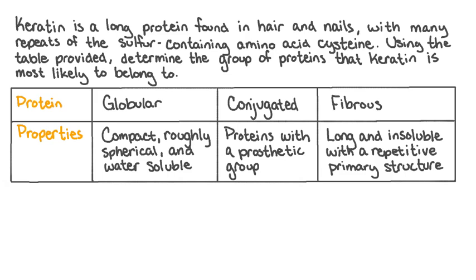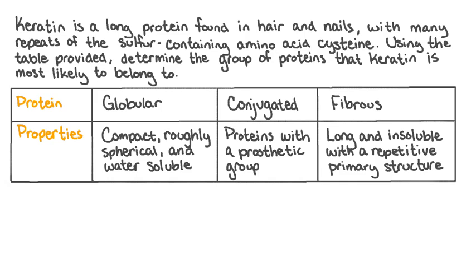Our table lists 3 different groups of proteins and some of their properties. Globular proteins have the properties of being compact, roughly spherical, and water-soluble. Conjugated proteins are proteins with a prosthetic group. And fibrous proteins are listed as long and insoluble with a repetitive primary structure.